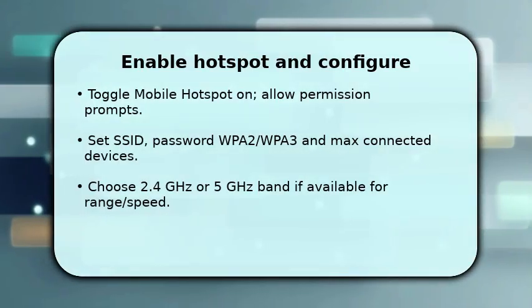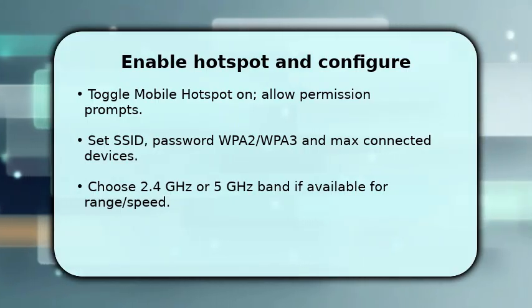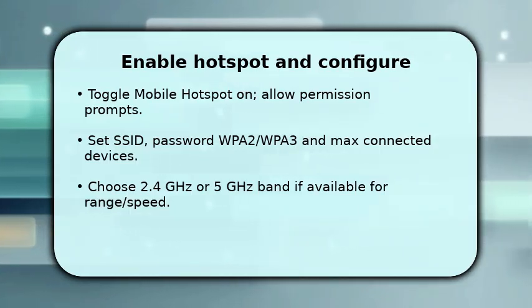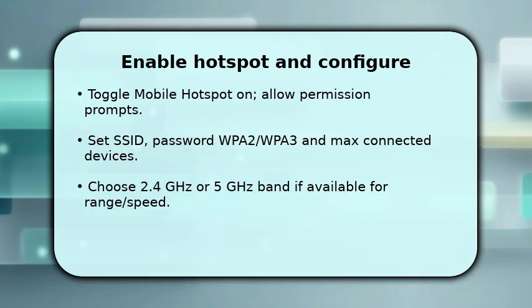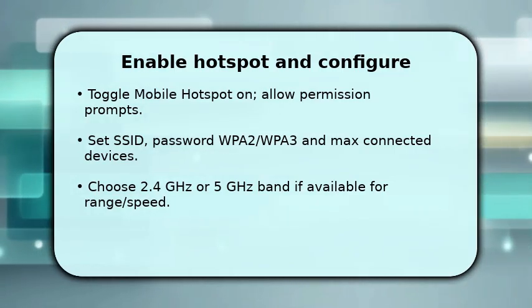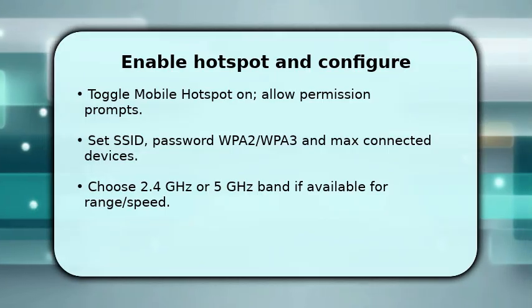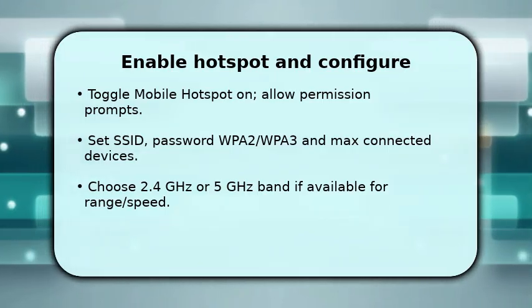Now you enable and configure the hotspot. This is the core action. Toggle the mobile hotspot on and accept any permission dialogues, because without permission the radio stays disabled. Then set the network name and a strong WPA2 or WPA3 password so others can join securely. Make sure to pick the right band, 2.4 GHz for range or 5 GHz for speed, and limit connected devices to avoid bandwidth issues. Once done, the phone broadcasts and clients can connect using your credentials.